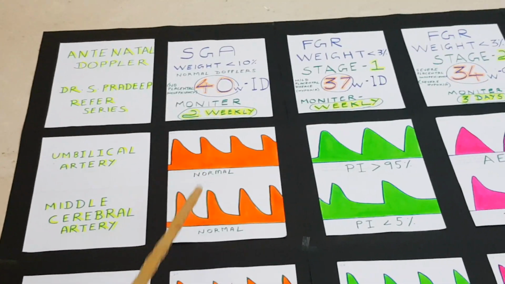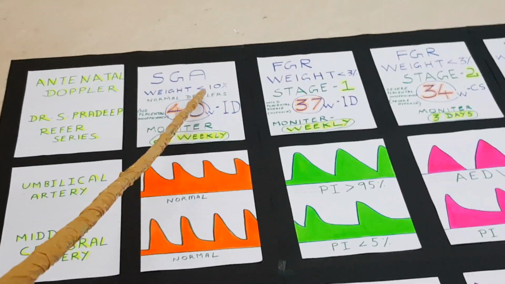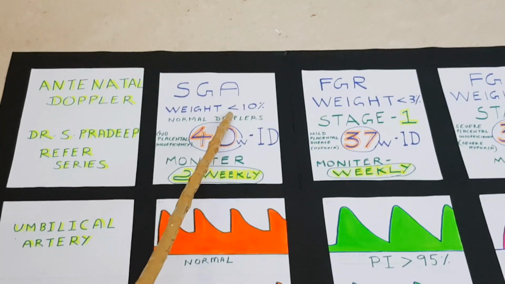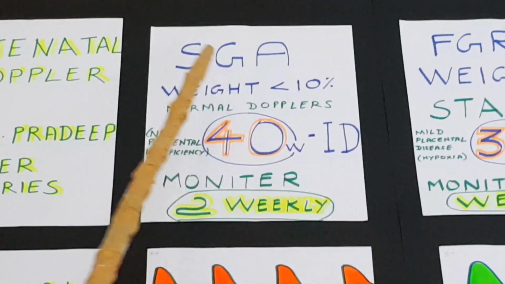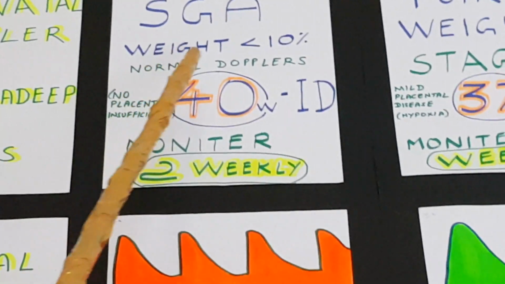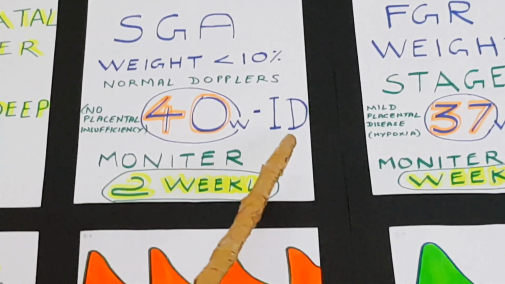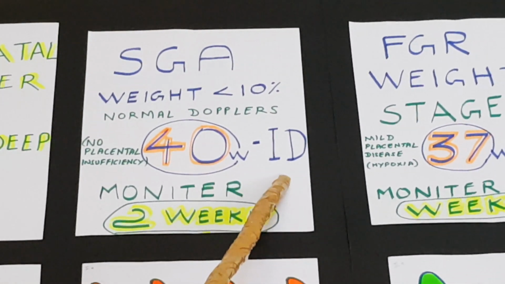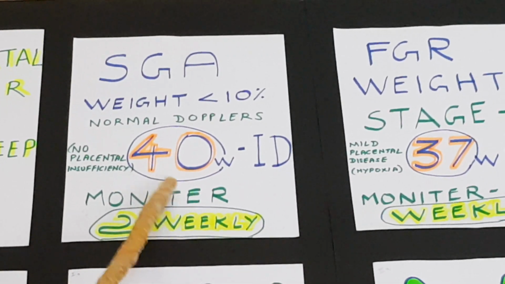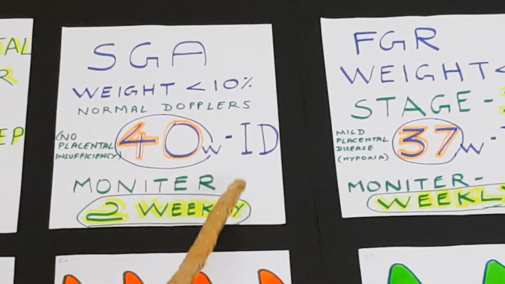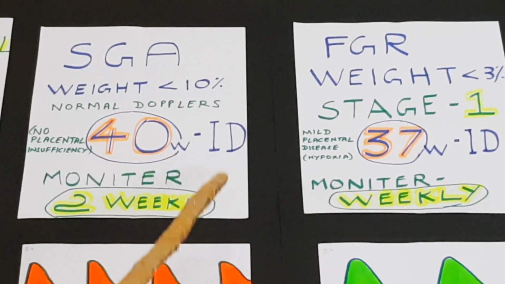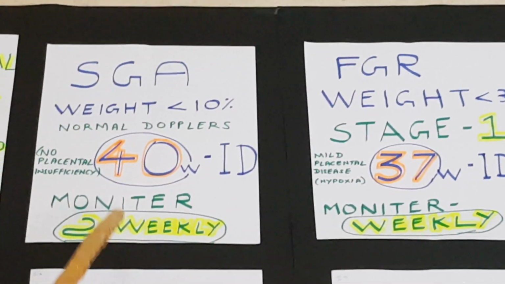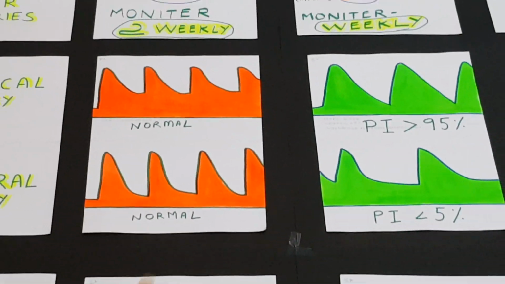If these are your Doppler findings, and if the fetal weight is less than 10th percentile for the expected gestational age, then if the fetus is 40 weeks, we can ask them to intervene and initiate delivery. If the fetus is less than 40 weeks, then the suggestion would be to monitor two weekly. So this is the protocol for a small for gestational age fetus.